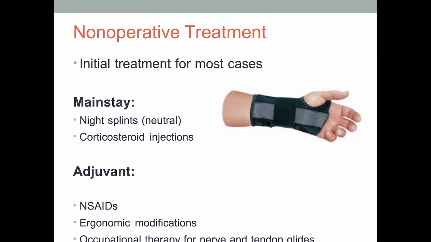Non-operative treatment, the mainstay is night splints, and these should be used mostly just at night, but some people like it and use it throughout the day. That's okay, but usually it's meant for night. And there are some splints that have the wrist cock-up. You actually don't want the cock-up braces, you want a neutral brace.